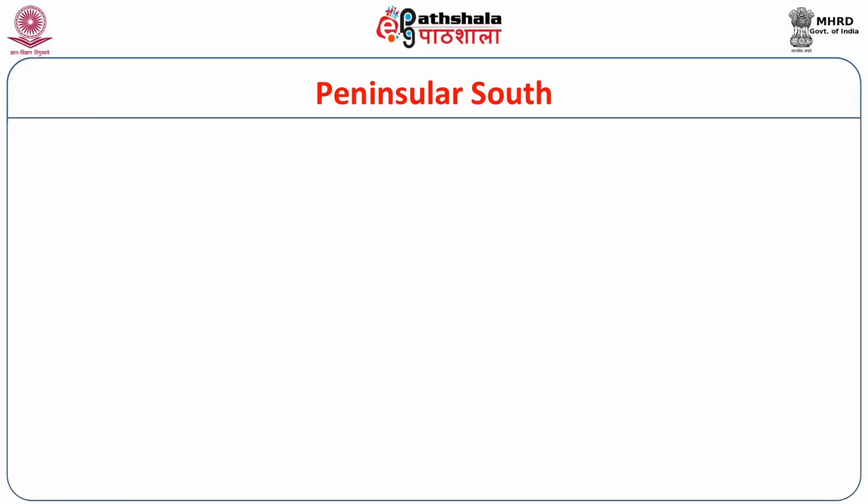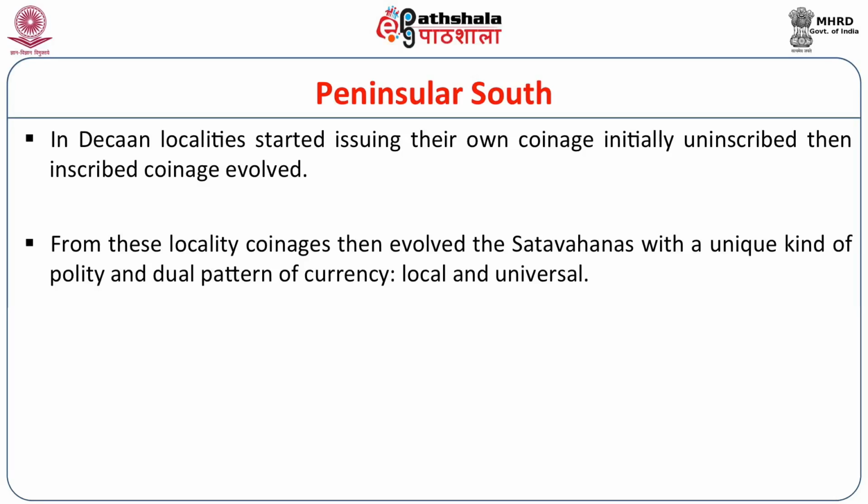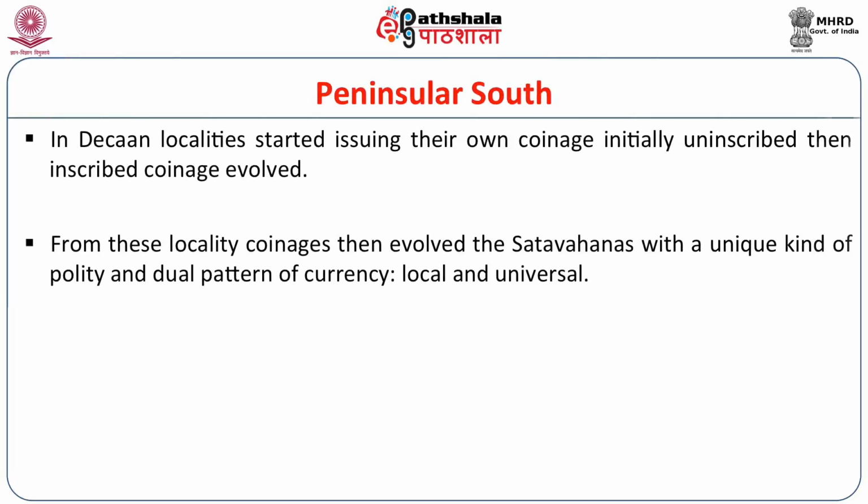Now let us come to peninsular south. In peninsular south, particularly in the upper part, that is Deccan, we find the presence of several localities, and these localities were tied to a locality nuclei. So each of the localities were issuing their own coinages, and out of these localities we find the emergence of the Satavahanas. So the Satavahanas had a different kind of a polity altogether, and their coins can be broadly divided into two different categories. One is the locality type of coins, which were actually region-specific, and the other variety is the universal type, and this universal is actually those which are found in the Pan-Deccan. So this is a typical type which we will take up later on.